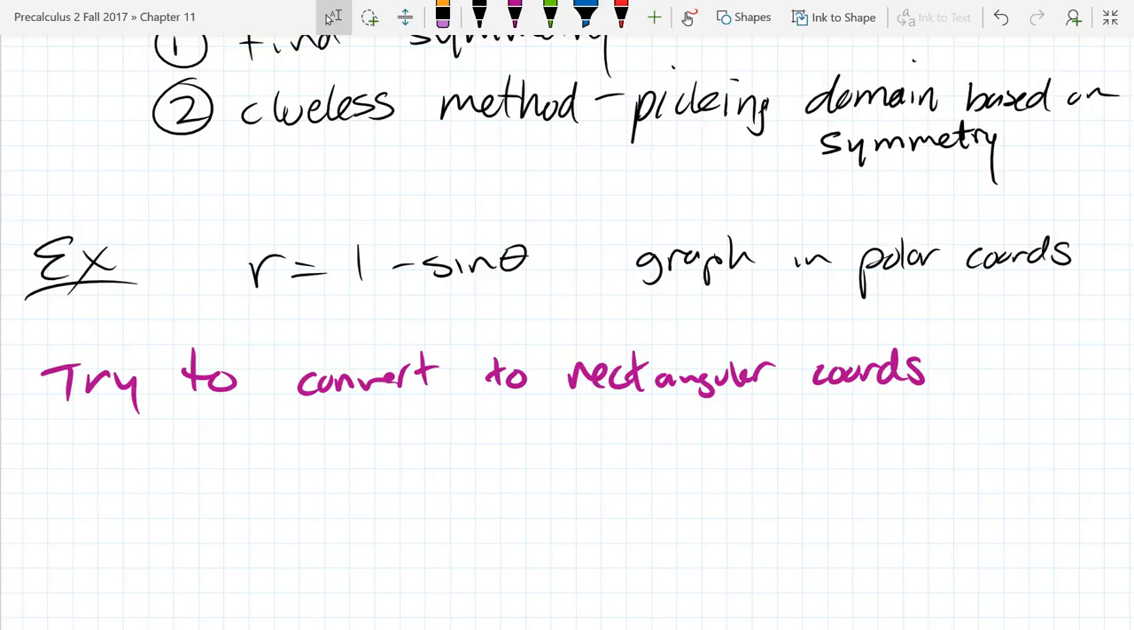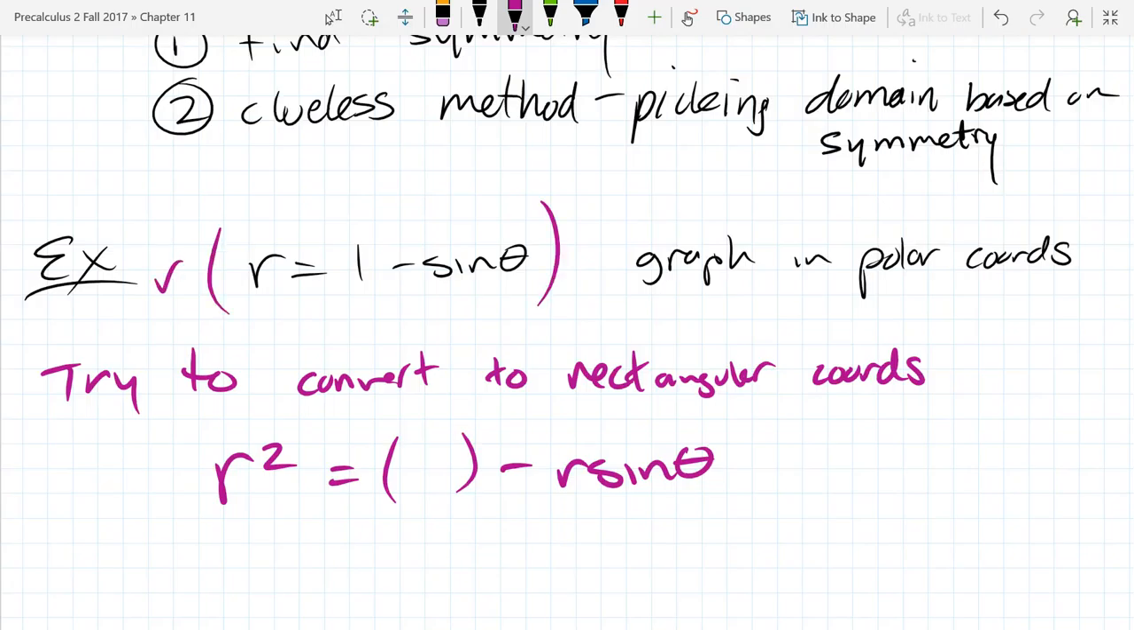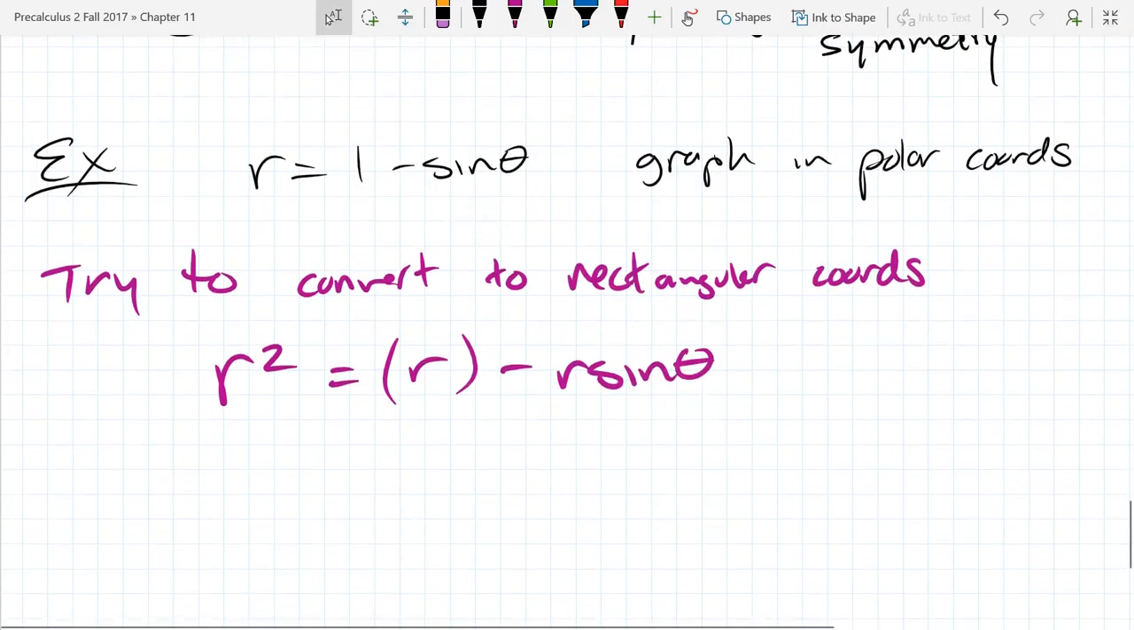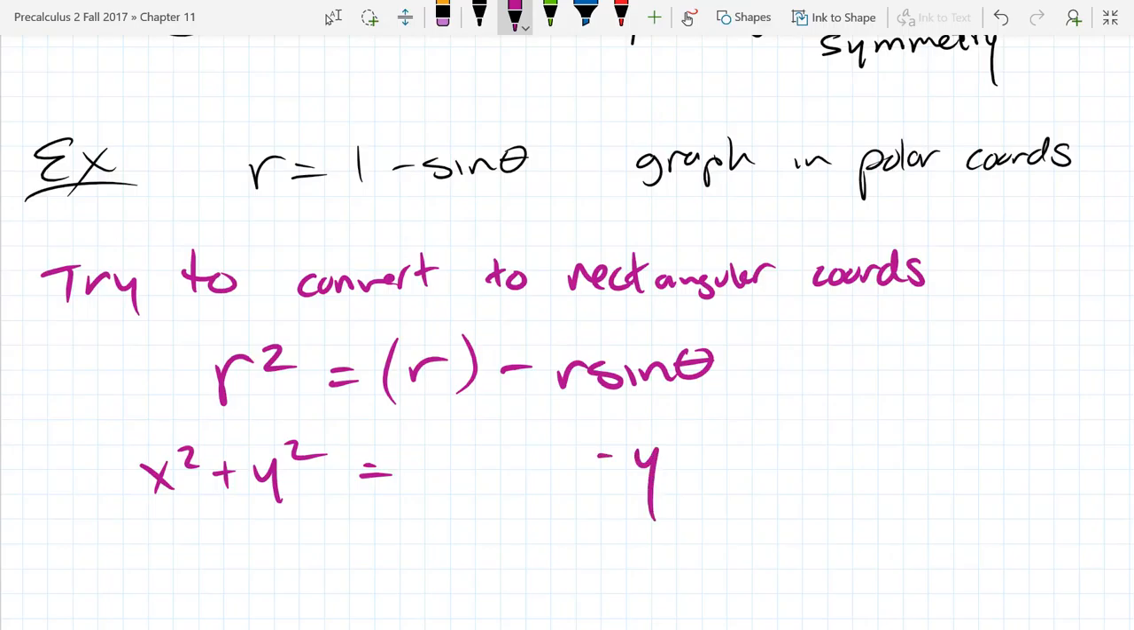All right, so try to convert to rectangular coordinates. And I see an r and a theta. So what I need to see is an r squared and an r sine theta. So how do I turn this into an equation with an r squared? What correct algebra move could I apply to my original equation to get down to something like this? So if I multiply both sides by r, I get r squared equals r minus r sine theta. So that's how I can get r squared and r sine theta.